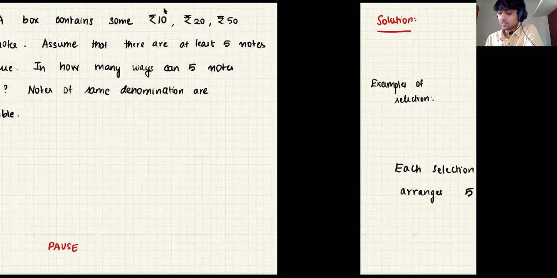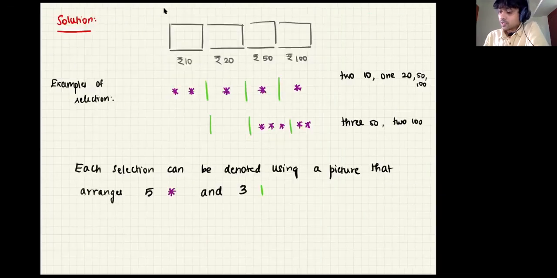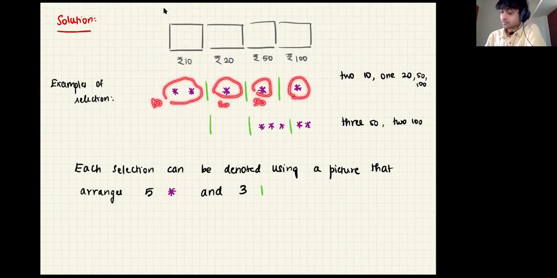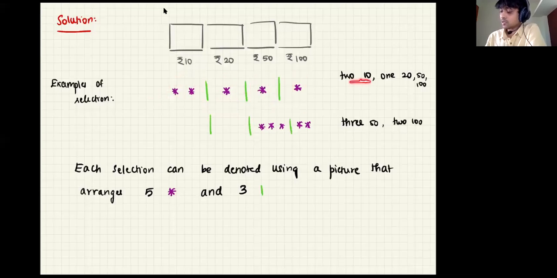Okay, so let's try to see the solution. Suppose this is a box containing 10 rupee notes. This is a box containing 20 rupees. This box containing 50 rupees, and this is a box containing 100 rupees. Totally, we have to select 5 notes. Suppose I choose 2 tens, 1 twenty, 1 fifty, and 1 hundred. I will mark it like this. I will allocate this space for 10, this space for 20, this space for 50, and this space for 100. So I'm putting 2 stars to denote that I've taken 2 tens, 1 star for 20, 1 star for 50, and 1 star for 100.